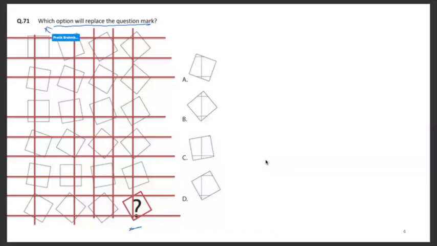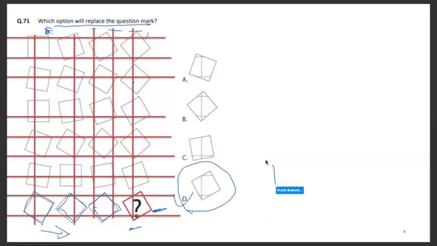Further, I can also see that the square is gradually rotating. From here it moved clockwise, moved clockwise, which means from here also if I see the square profile rotation, it is gradually moving and rotating, which means the final figure will look something like this. Further, when I extrapolate the horizontal and the vertical lines, I will find that the correct answer is option D.